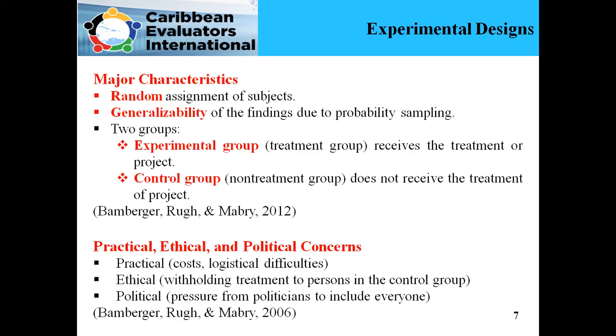Although an experimental design is the most rigorous type of research design that can be utilized, there are a number of concerns with such designs. For example, there are often practical concerns about cost and logistical difficulties with administering a random allocation, including problems related to how participants are actually recruited. A major ethical concern pertains to withholding treatment to persons in the control group who may be in dire need of the treatment. Finally, political concerns may include pressure from local politicians to include the entire population.